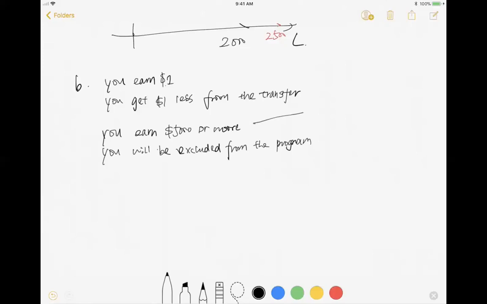And what does this mean? You earn $5,000 or more, means you work how many hours? $5,000 over 10, you work 500 hours or more, which also means you enjoy less than 1,500 hours of leisure. So if you enjoy less than 1,500 hours of leisure, or you earn 5,000 or more, that's the same, you will be excluded from the program.